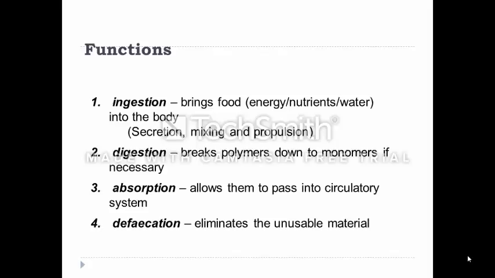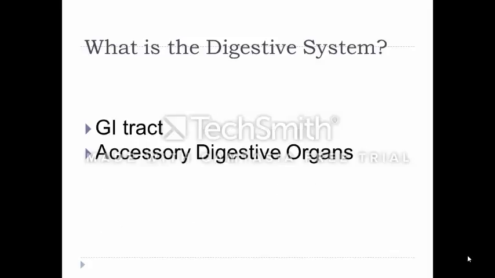The functions of the digestive system include ingestion, which brings food into the body, digestion, which breaks down the food, absorption, which allows the nutrients to pass into circulation, and defecation, which eliminates unusable material. The digestive system itself consists of the GI tract, gastrointestinal tract, and the accessory digestive organs.